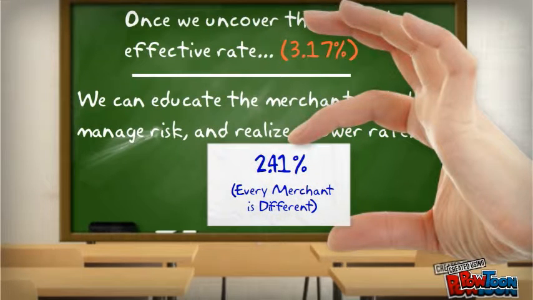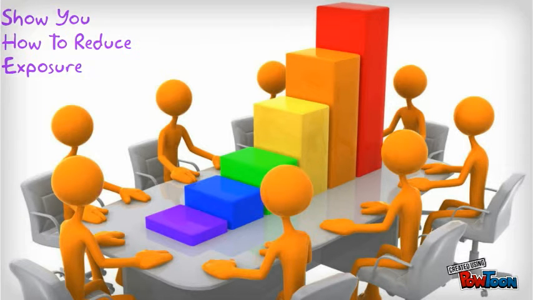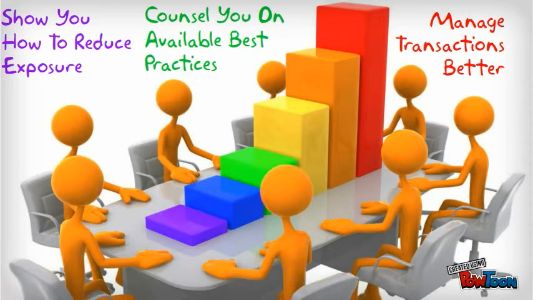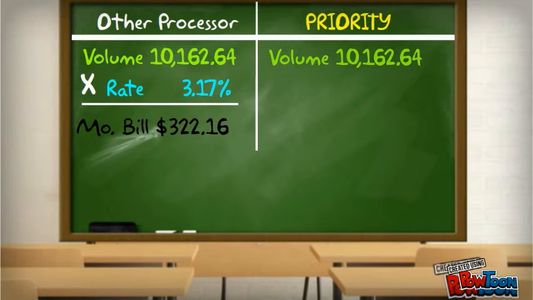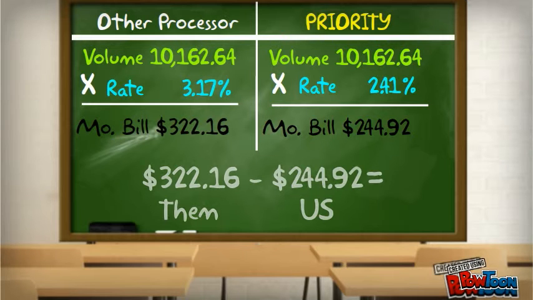Let's sit down and perform an analysis of your business. We'll show you where and how to reduce your exposure, counsel you on available best practices, and manage your transactions better. Remember with the other processor, paid $322? Had we processed that business, it would have been $244. Now that, my friends, is savings.